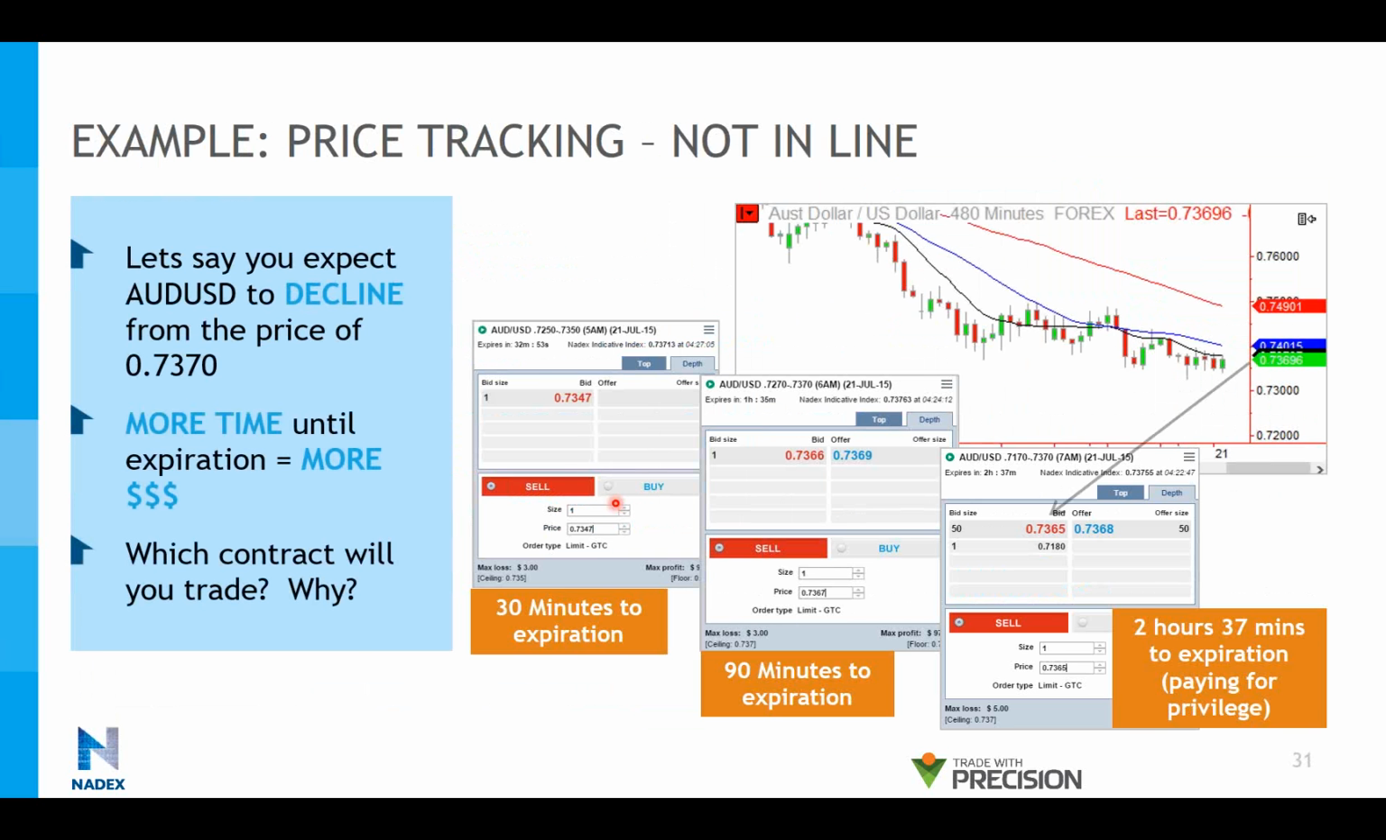Here we have an example where price actually is not in line. We're just getting started here, and you can see with 2 hours, 37 minutes to expiration, we are paying for that privilege. There's a lot of time left within that contract. Next thing that we see is we have just 90 minutes to expiration. Price is just sitting here pretty much at those same levels, and with just 30 minutes to expiration, same thing, same price level. So we expected Australian dollar, US dollar to decline from a certain price level.